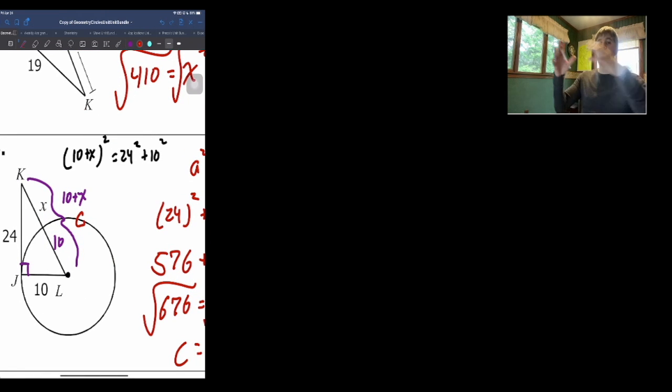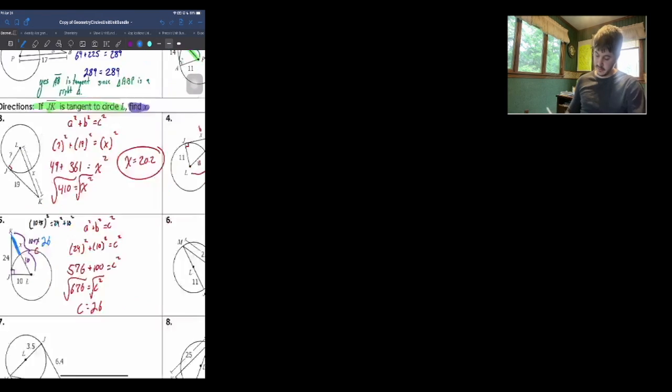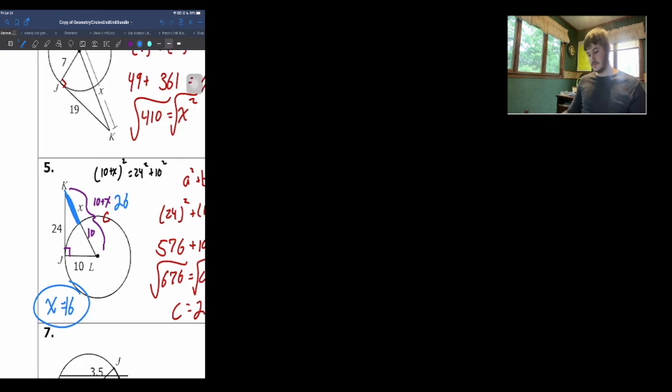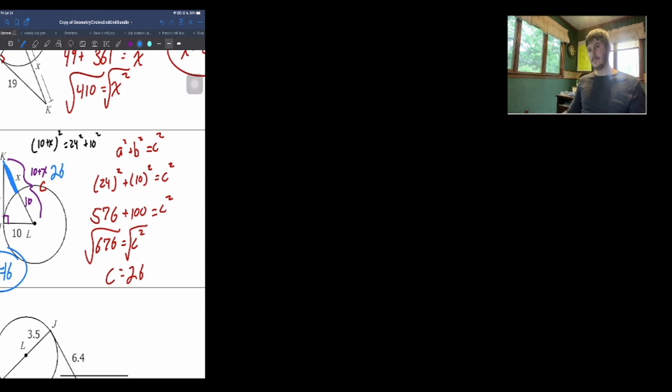So if the entire hypotenuse is now 26, this whole thing, the value of x is just this piece right here. And we know the radius is 10. We can just subtract 10 from it. So the answer is 16. But by all means, if anyone wants to do a quadratic, go for it.